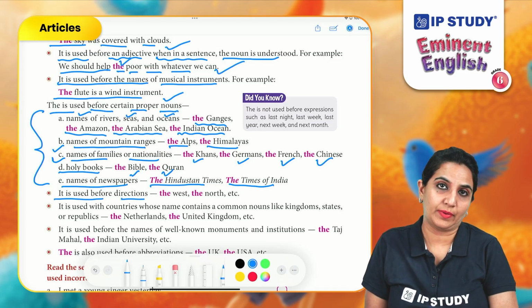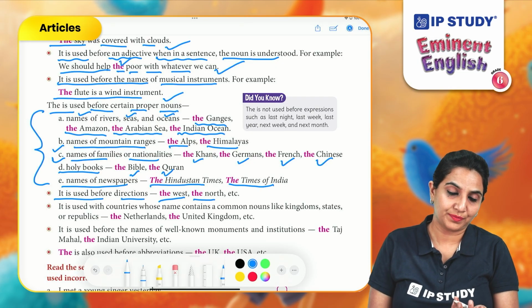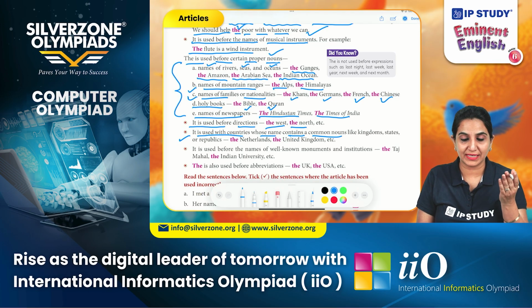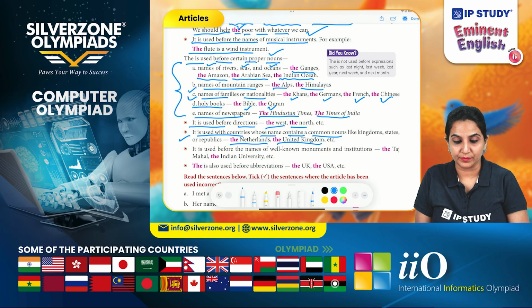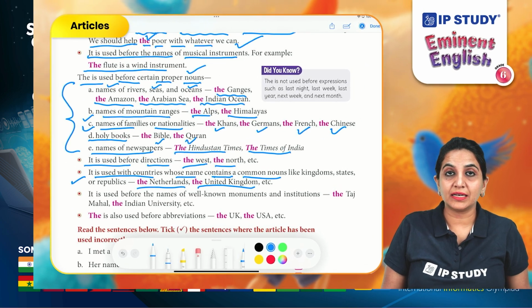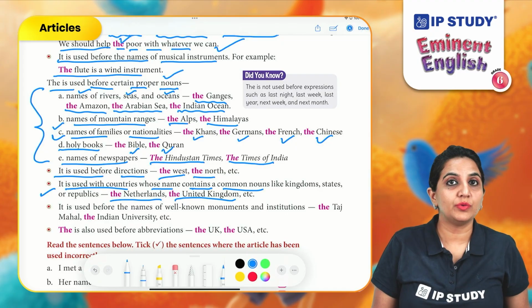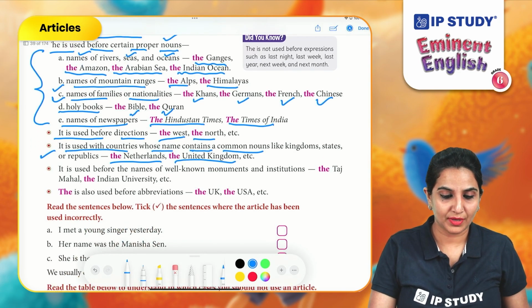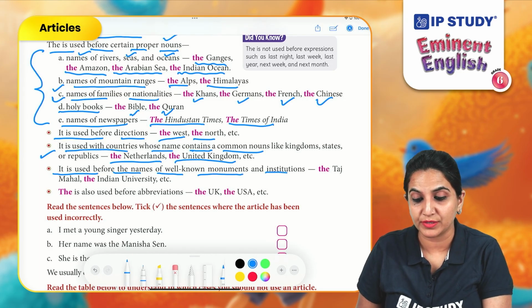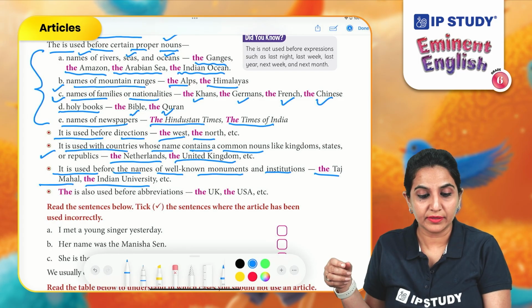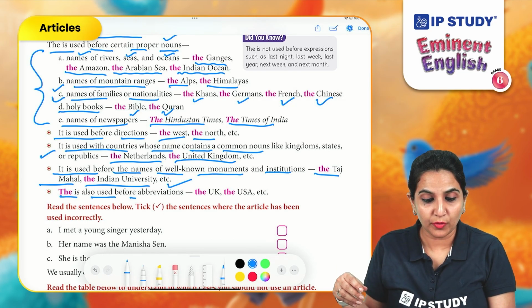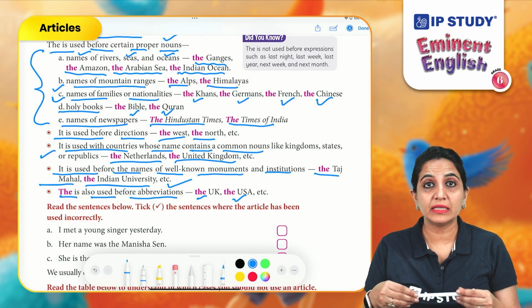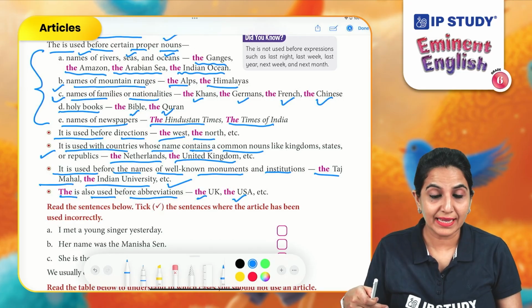It is used before directions as well, like the west, the north, the south, etc. It is used with the countries whose name contains a common noun like kingdoms and states or republics. For example, the Netherlands, the United Kingdom, the United States of America. So these are the union of many states. Therefore, we use article the with it. It is the definite article. And also you're talking about many things and not a singular noun. It is used before the nouns of well-known monuments or institutions like the Taj Mahal, the Indian University, etc. The is also used before abbreviations like the UK, the USA, right? And we also discussed that we use article the with words like united or words like kingdoms.